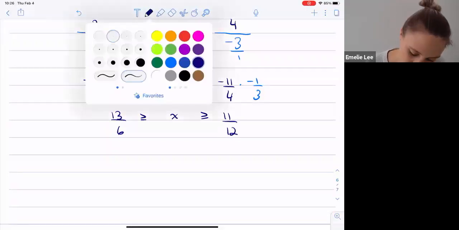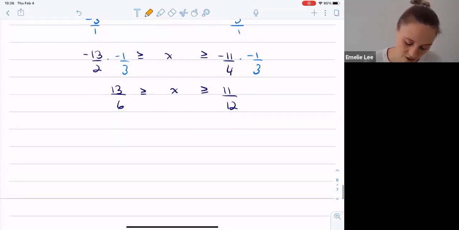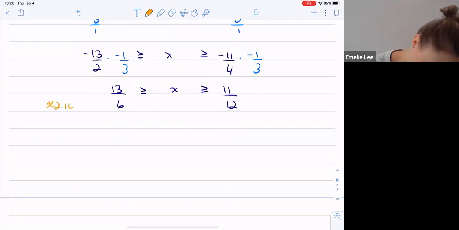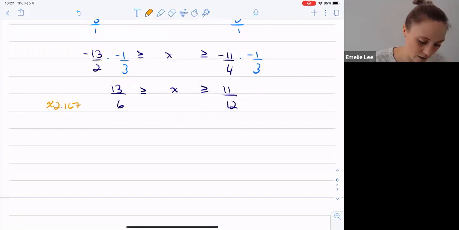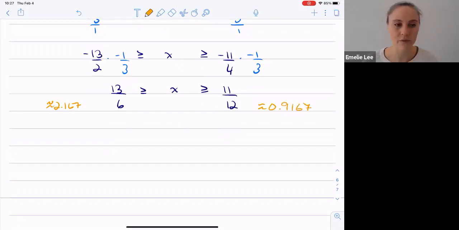Now, what I want you to do is just do it on your calculator. 13 divided by 6 is roughly 2.167. And 11 divided by 12 is roughly 0.9167. So if you think about it that way, I want you to keep the fractions. I want the exact answer. These are approximate answers. I want the exact answers. But when you think about it that way, saying 2.167 is greater than x, which is greater than 0.9167, doesn't really sound good, right?